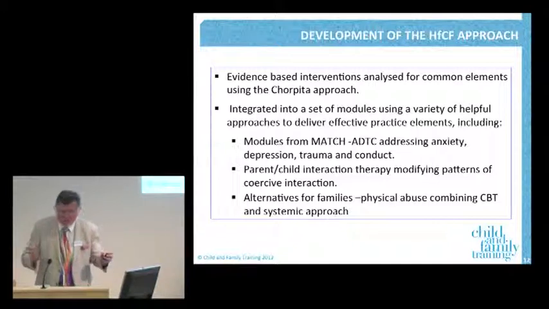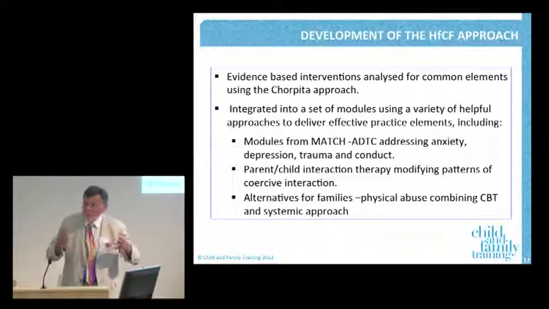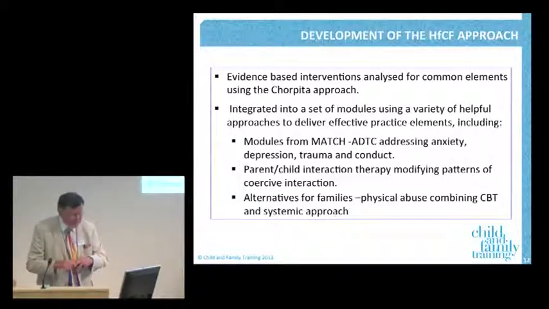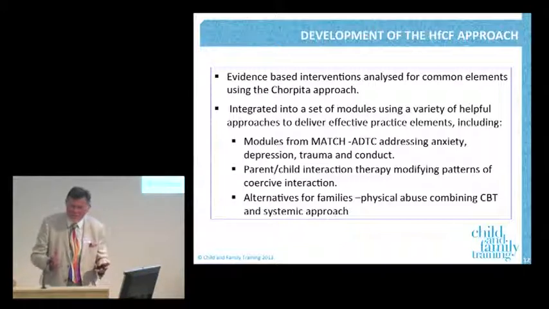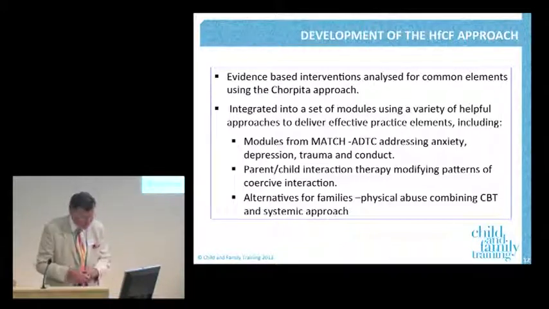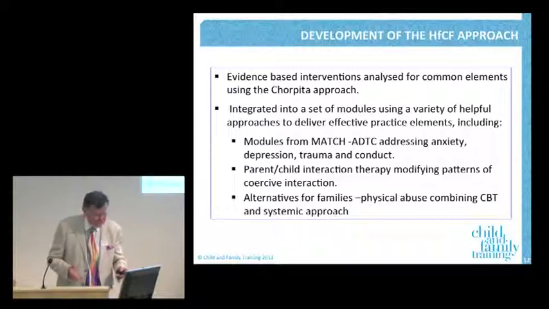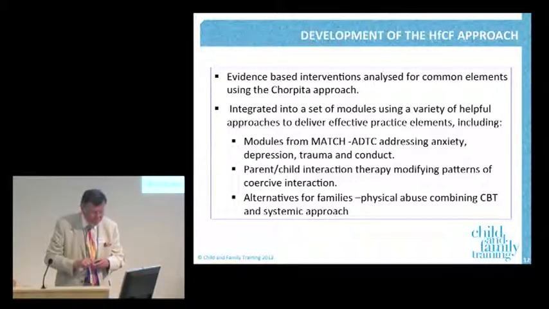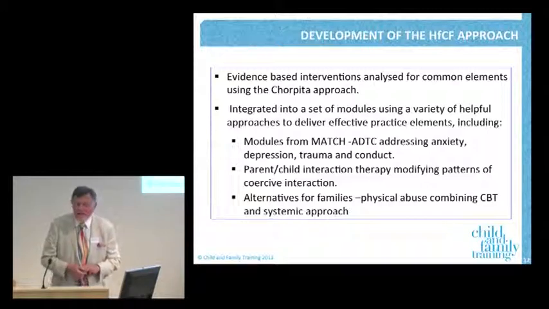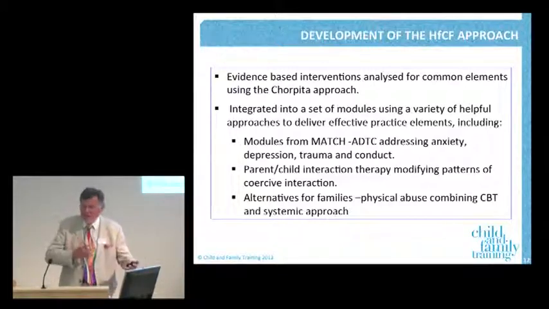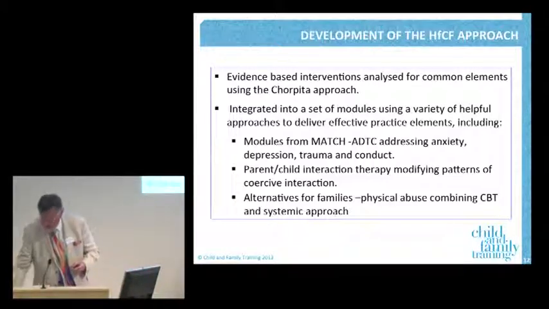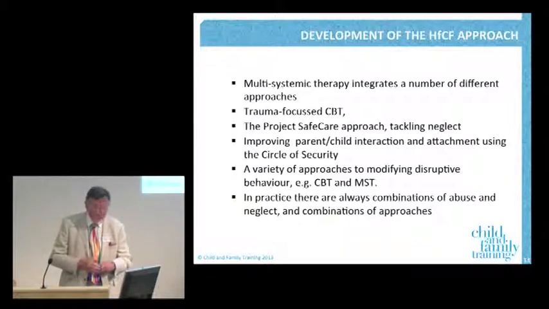So we used modules from the approach by Chorpita, which is the modular approach to children with anxiety, depression, trauma and conduct problems, such a common impairment of children subject to abuse. We've already heard from Jane about the value of parent interaction therapy, which is to do with the direct modifications of relationships between parents and children. The work from alternatives for families of physical abuse, where there's a linking of both cognitive, behavioral, and systemic approaches, which again are so effective with physical abuse.